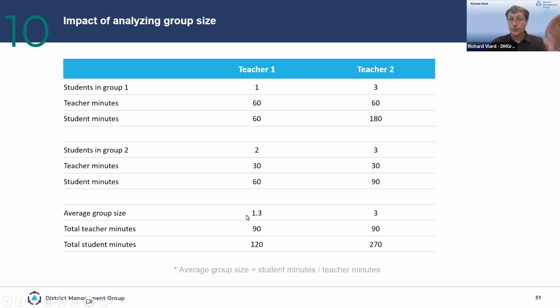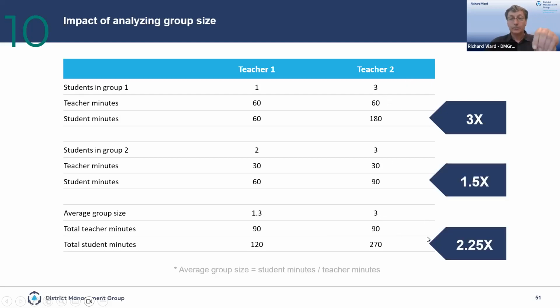Teacher 2 here is spending the same amount of time, but each time they're spending it with 3 students. So they're covering 270 minutes of student time within that same time that teacher 1 was covering 120. So teacher 2 here is already providing more than 2 times the amount of services for the same time they are spending. So, obviously you can't have, as I mentioned, huge group size, but for reading support, groups of 5 are perfectly fine. For math support as well.